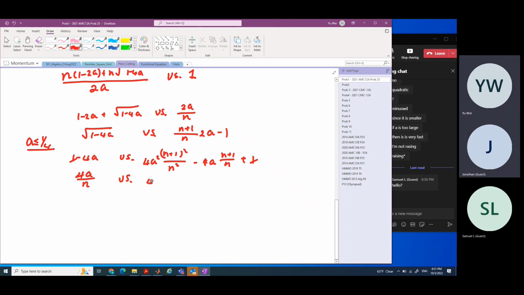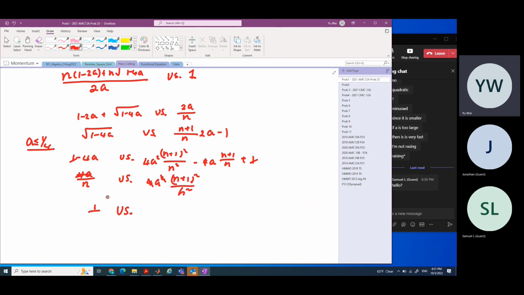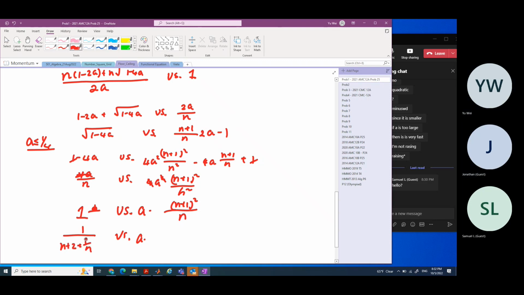Yeah. This is compared with the 4a squared, the n plus 1 squared over n squared, right? It's equivalent to compare 1 over n. Times n, oh okay, we can times n here. It's really comparing 1 over a times n plus 1 squared over n, right? Then we put this one here versus a, then we have 1 over 1 plus 2 plus 1 over n. Is that true? Yeah.